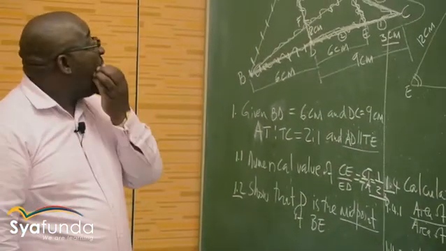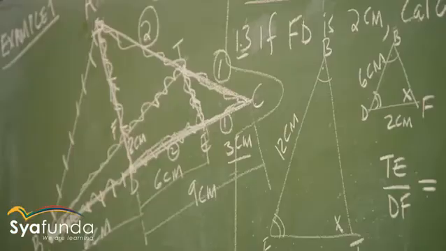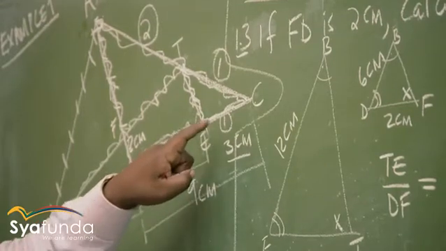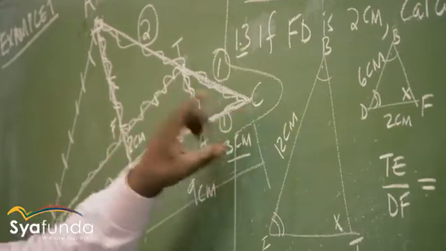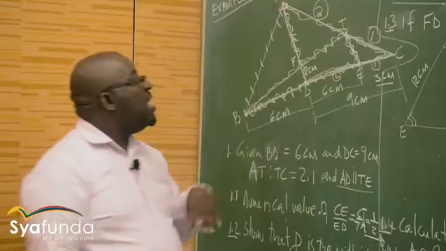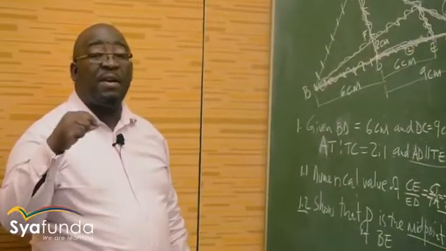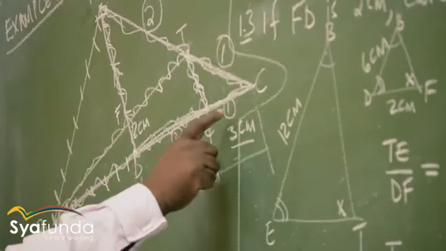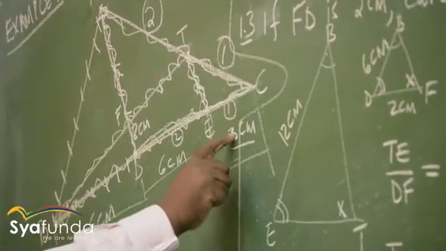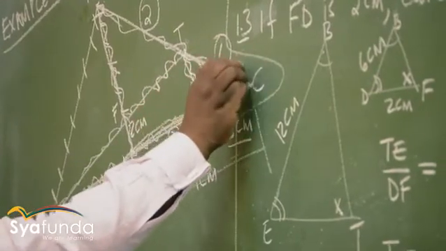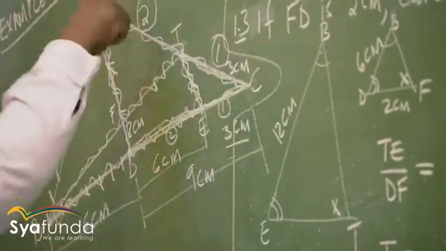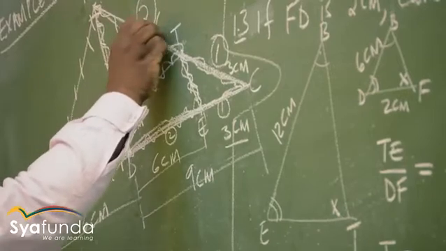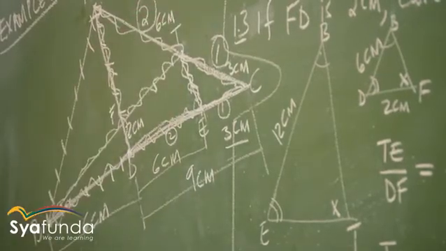Something over something. The area of TEC over the area of the bigger one. I either use ratios or I use dimensions. I know this distance. If the ratio is like 1 is to 2, then the dimension here would be 6 centimeters, because it's 1 is to 2.